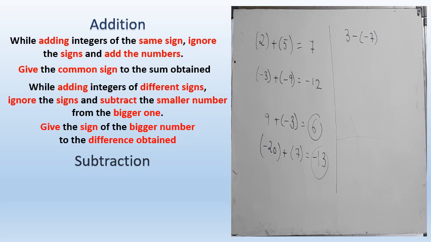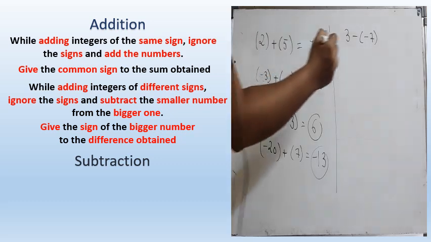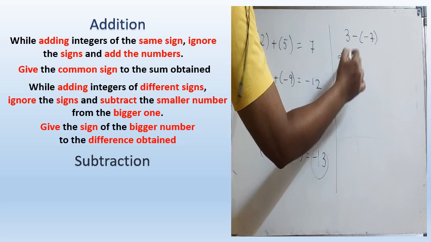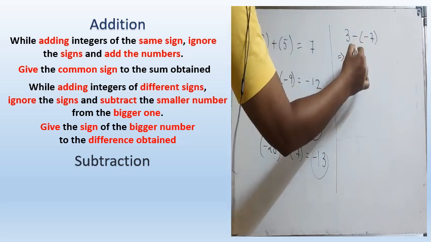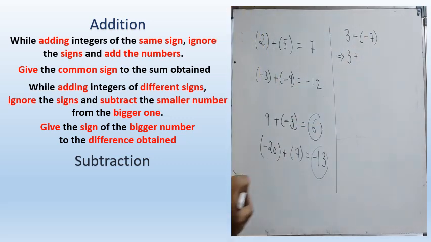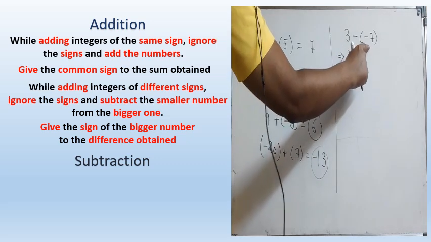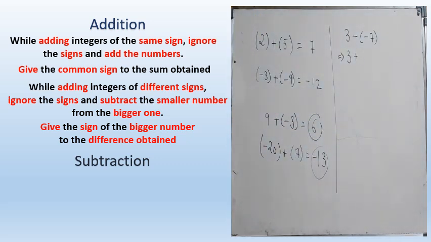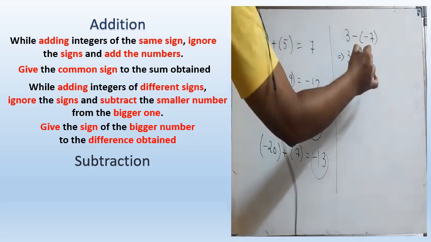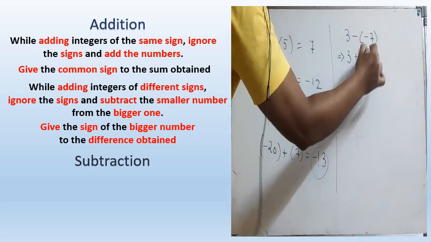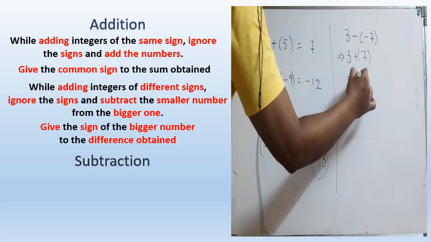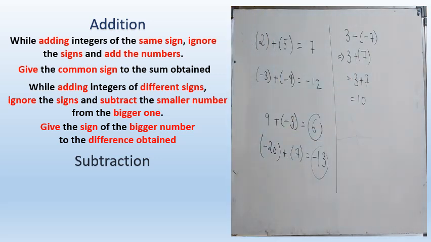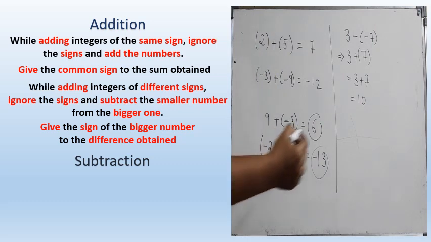So what you're going to do is you're going to change this format to this. You're going to write this 3. You're going to make this minus sign as plus and you're going to write the opposite number of minus 7. Students, opposite number of minus 7 is plus 7. So what you have is 3 plus 7, that is equals to 10. We'll do one more example.